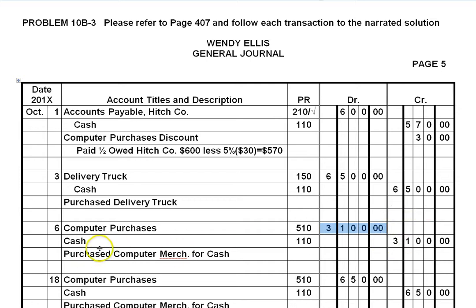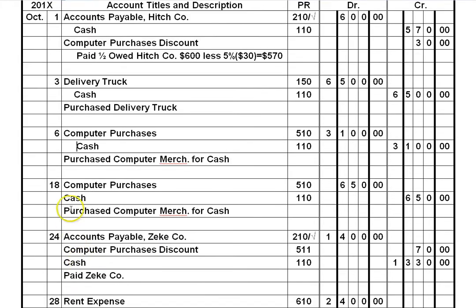It's a cash purchase, so there's no accounts payable involved. You're paying cash, so you have to reduce cash. There's your description: purchase merchandise for cash. So that was on the 6th. On the 10th, again, a merchandise purchase. And again, they are abbreviating for you so that you'll understand whatever's left at the end of the period will go on the balance sheet as merchandise inventory.